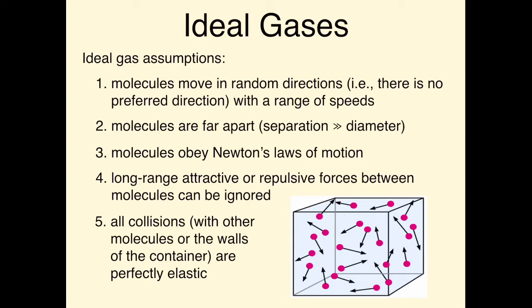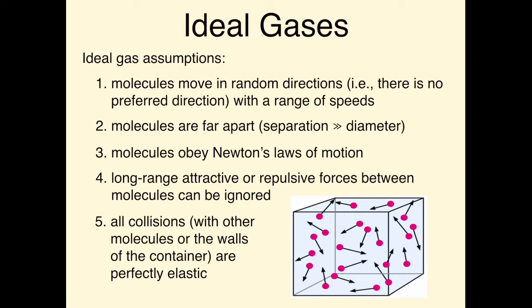The second thing is that the molecules are assumed to be far apart. So that means if we look at the separation between molecules, if you look at how far one molecule is from the one next to it, that's a really big distance compared to the diameter of the molecules. So they're separated by large distances compared to the size of the molecules.